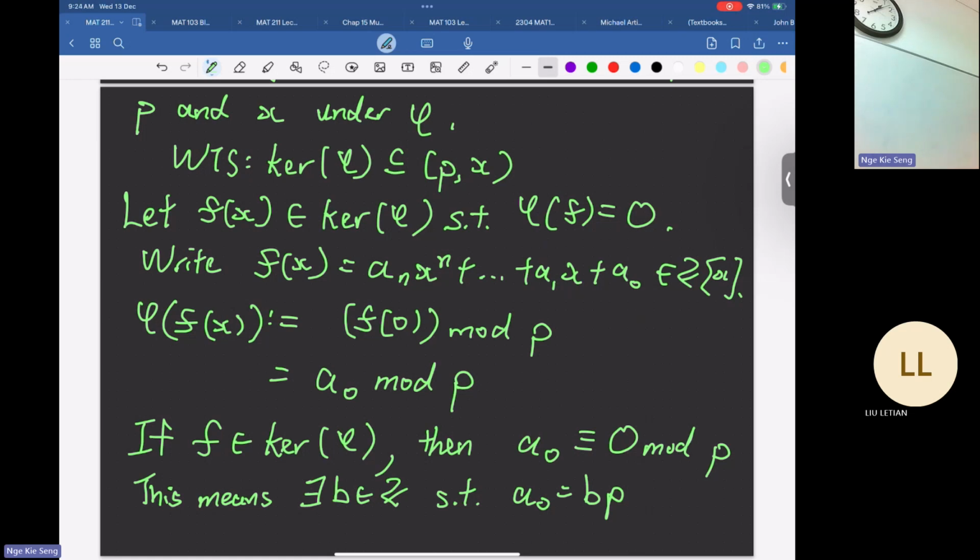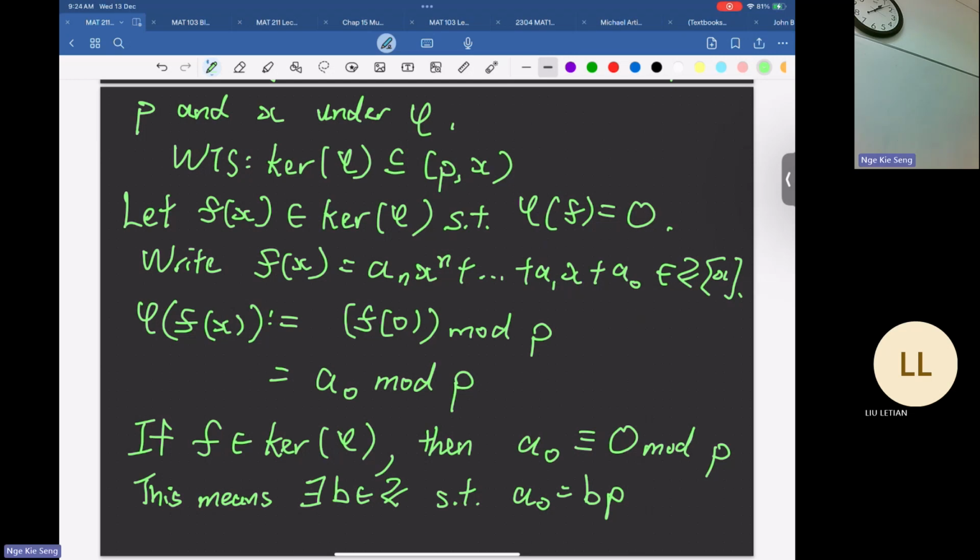You know why the second last line here is true? Because f(x) is in the kernel of phi. I want this to be 0. So this means that a0 mod p has to be equal to 0 mod p. If a0 is equal to 0 mod p, then a0 equals b times p, a multiple of p, because it's divisible by p. Then what? I can start the bp here.